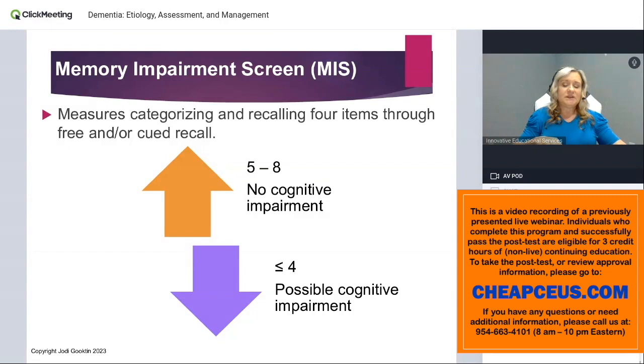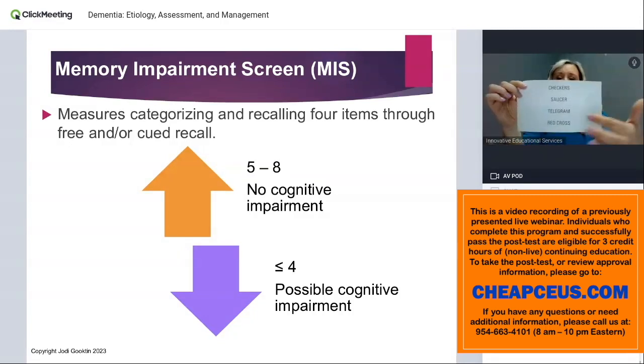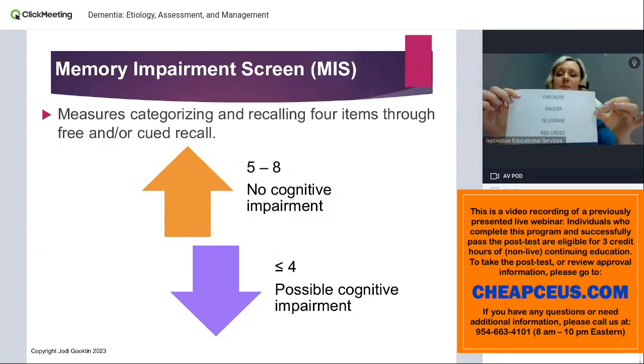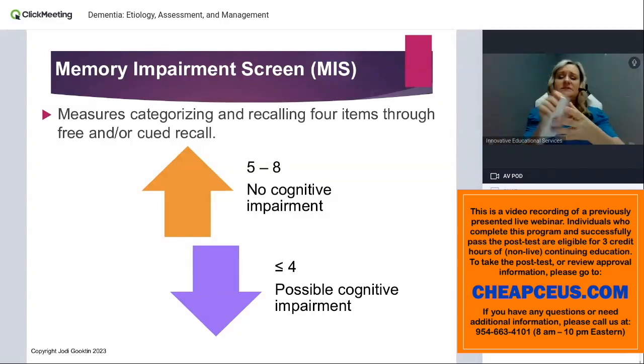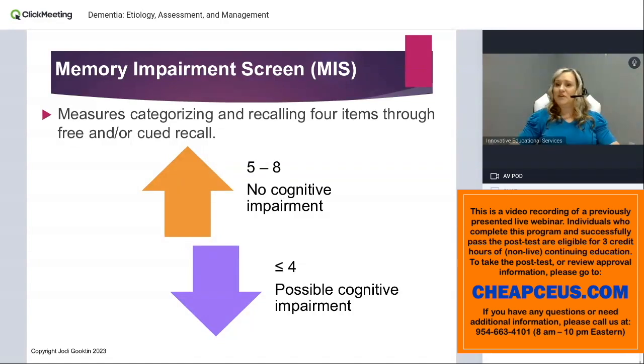So the way you set up this test is, the recommendation is to use a 24 font on a piece of paper to type out the four items. So the four items I'm giving you are checkers, saucer, telegram, and red cross. Then you're going to distract the person for about 3 minutes, and then see if they can remember them.